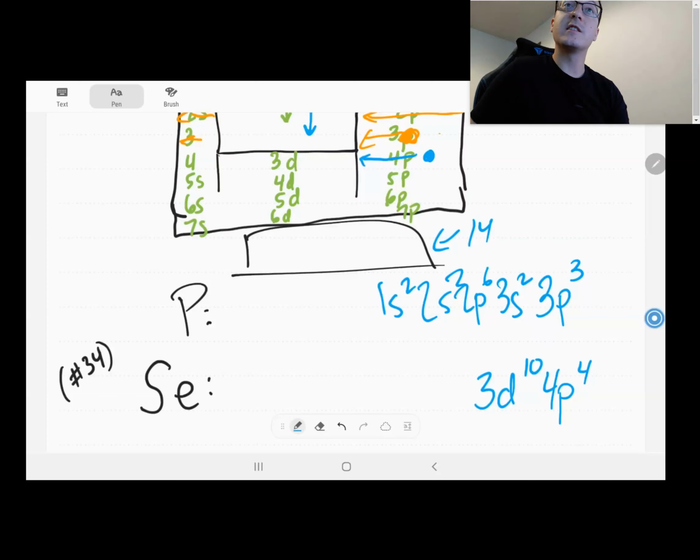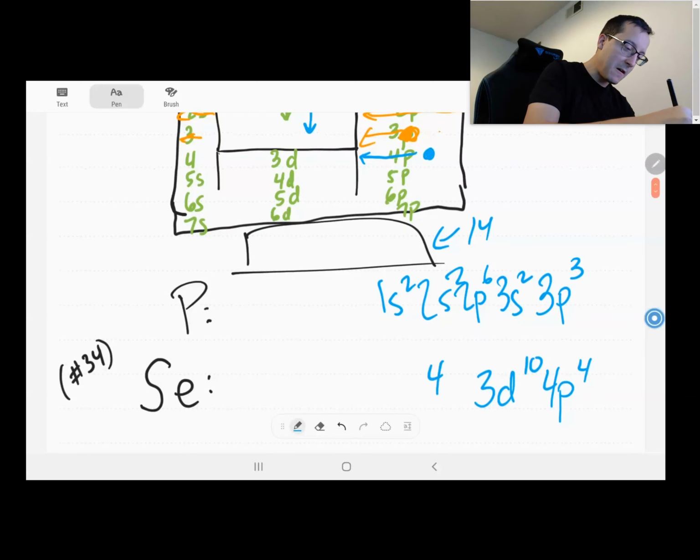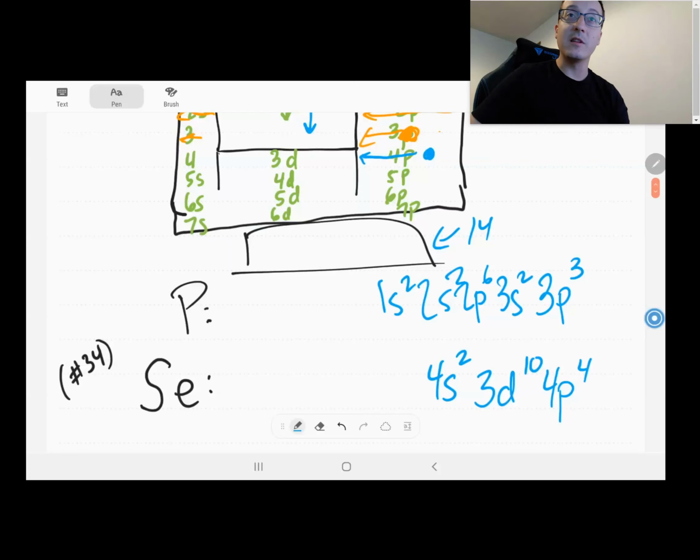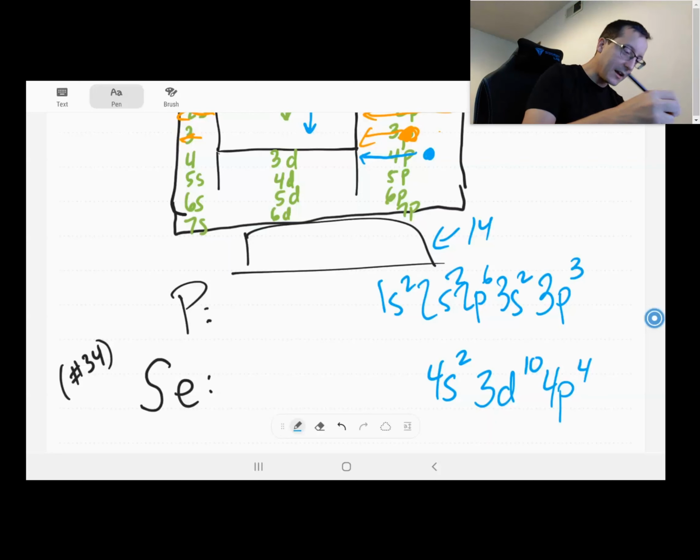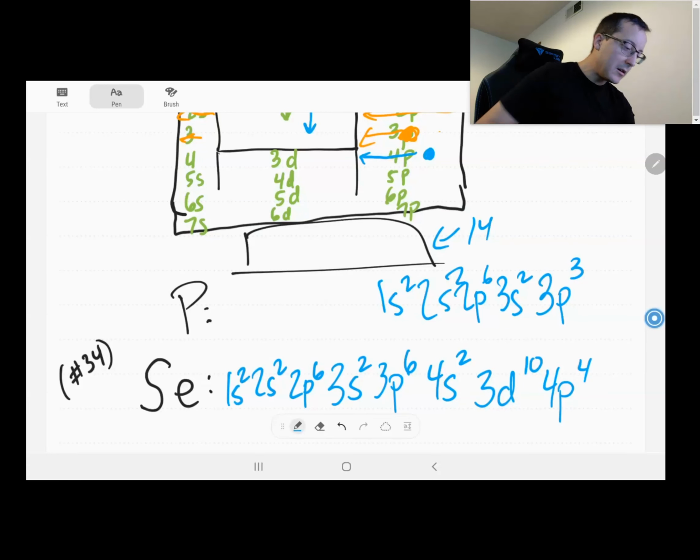And now we're going to just keep working backwards. So what is before 3d? Yes, very good. Okay, and since it's completely full, we're going to have 2 electrons in there. And then we're going to just keep going backwards. Exactly. You guys look like you're kind of getting it. That's good. So you should get 3p6, 3s2, 2p6, 2s2, 1s2.